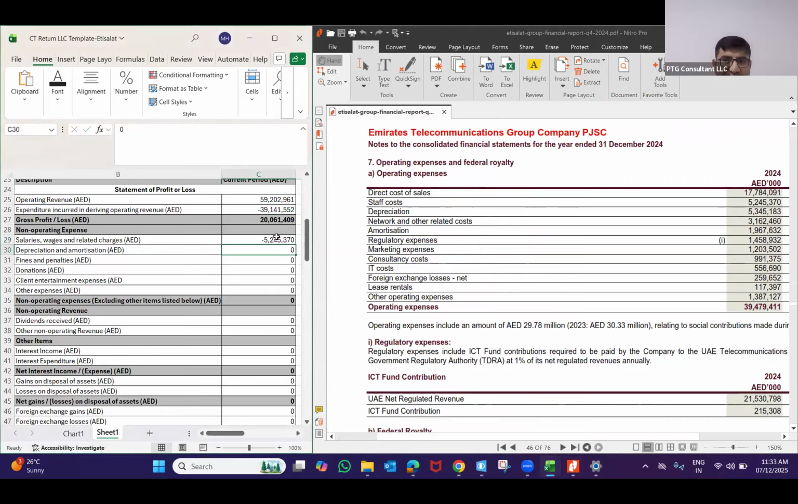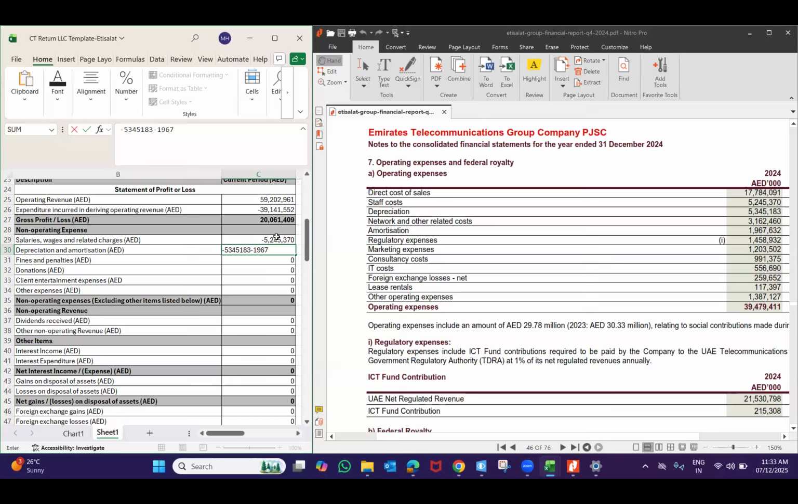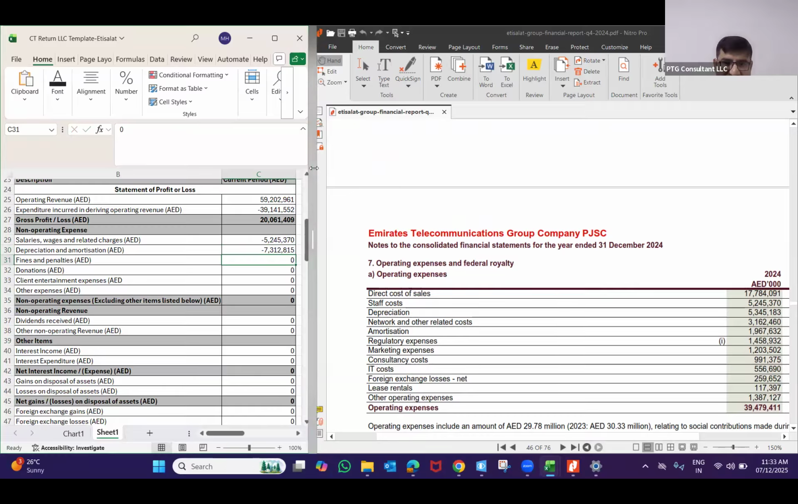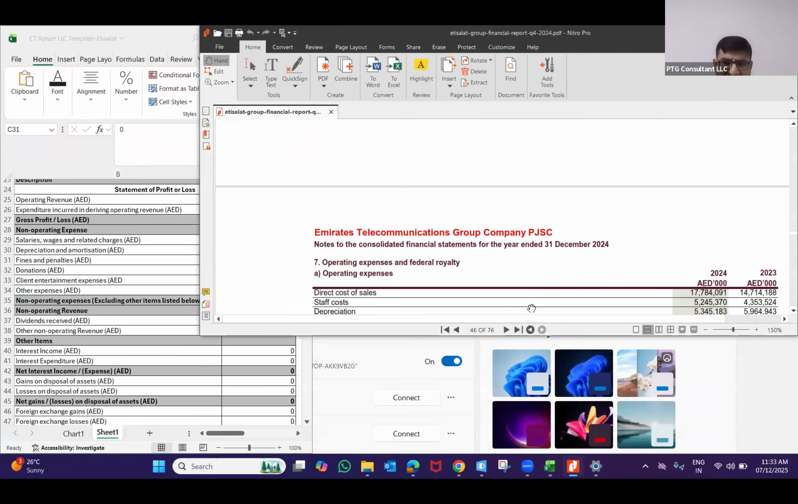Now the next is the depreciation. Yes. Depreciation is 5345183, and amortization is there. We can add it. Yes. 1967632. Okay, so you can maybe scroll up and see whether something is shown in the above note or not. Leave it as it is. I think it is visible, so we can continue in the same fashion.